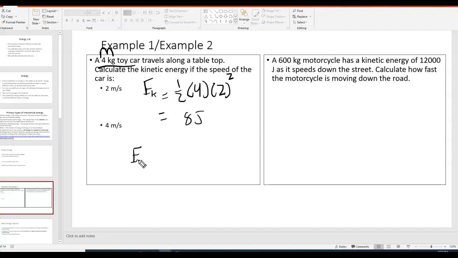Okay, now let's do the calculation when it's 4 meters per second. So in other words, let's see what happens if we double the speed. Now you might think if we double the speed, if we go from 2 to 4, that we double the kinetic energy, but that's actually not what happens. Watch this.